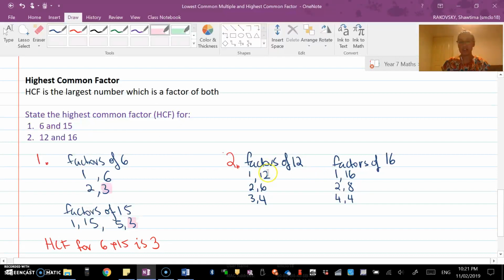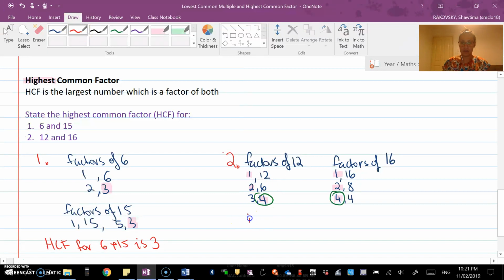Here I've taken the question with 12 and 16. I've already written out the factors of 12 and the factors of 16. What we can start to see is that a couple of numbers repeat. 1 is a common factor, 2 is a common factor, and 4 is a common factor. So 1, 2, and 4 are all common, but what we're looking for is the highest common factor. That means 4 is our highest common factor between 12 and 16.